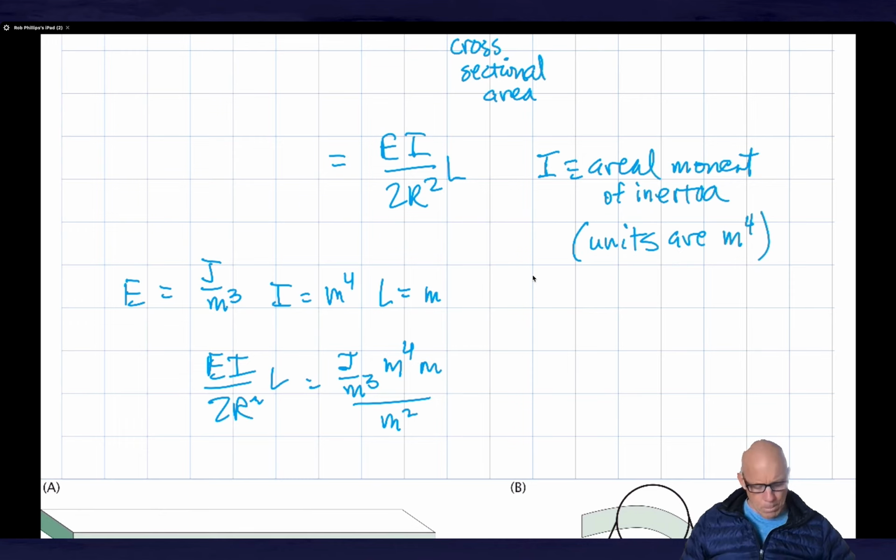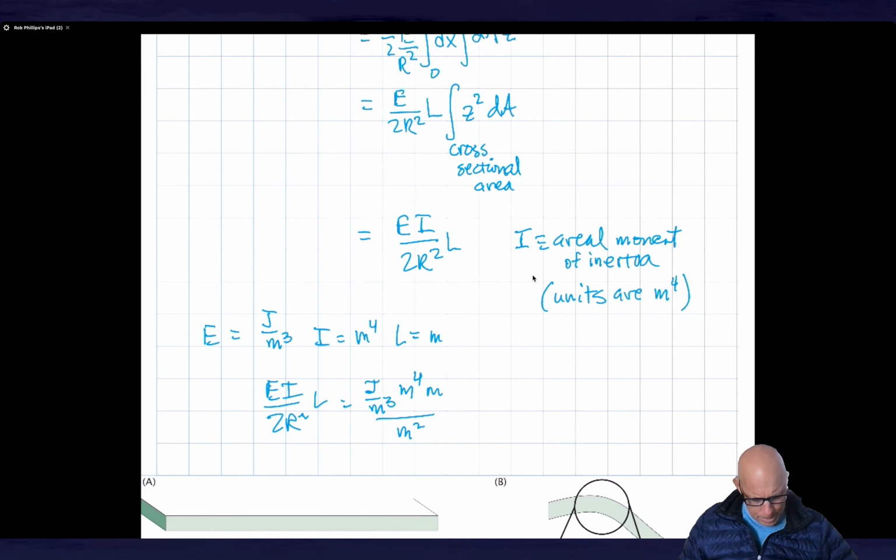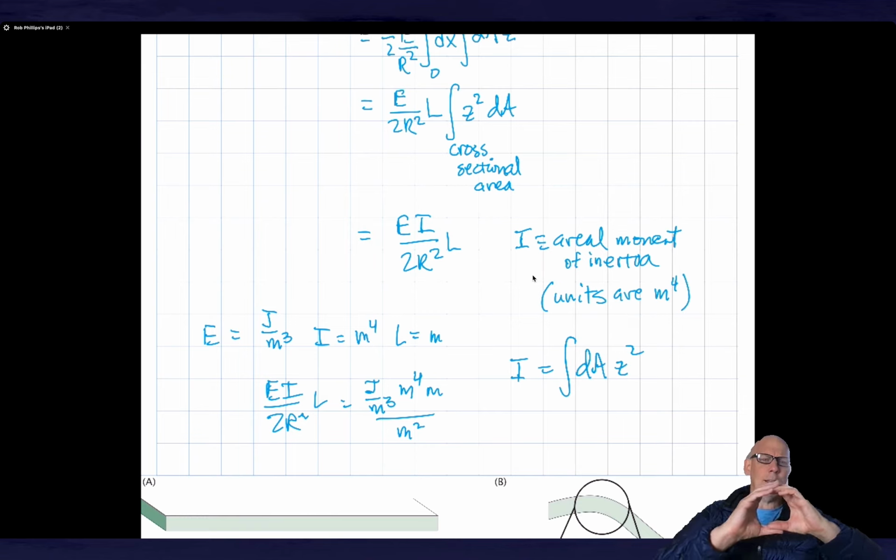The areal moment of inertia, I wanted to comment on that. What does it do? It basically notes that I is equal to the integral dA z squared. I always like to tell people two everyday life examples that might matter to you. One of them is a bike frame on a mountain bike, for example. You'll notice that lighter bikes have a higher diameter.